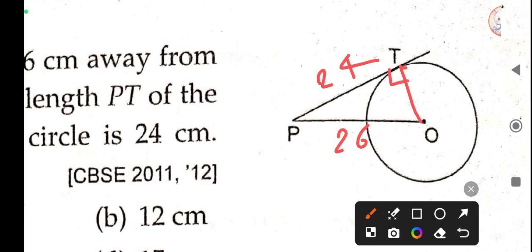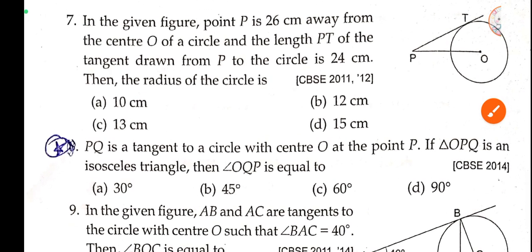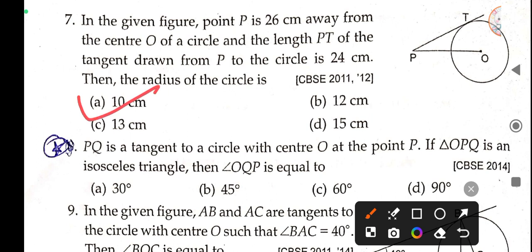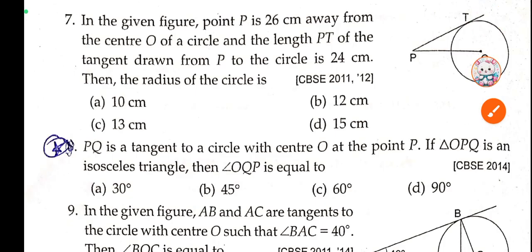This is a right angle triangle. Why? Because this is a tangent which touches the circle at one point, so it will form a right angle. So we actually have to find OT, which means the radius. Question must be clear to you. Now what will be the answer? Let me tell you. 26 square is 676 and 24 square is 576. The difference is 100, so OT is 10. So option A is the right answer. Now let's proceed further.